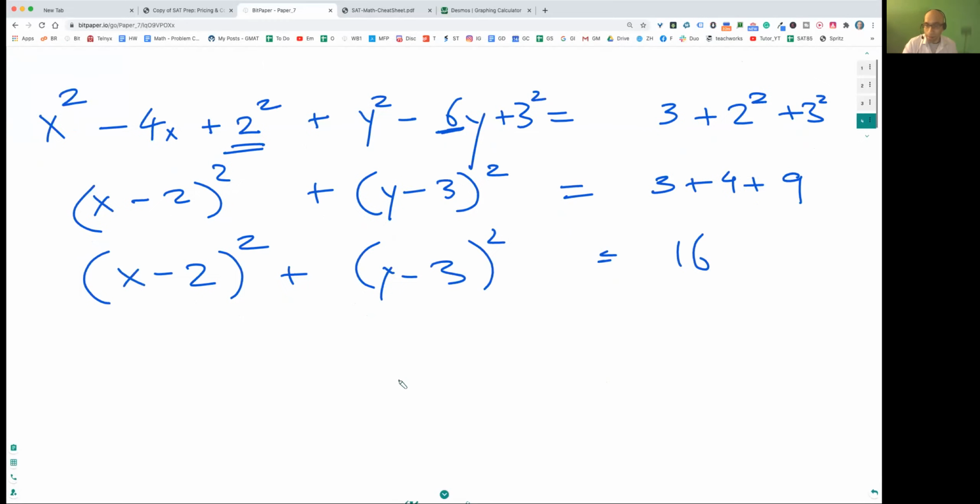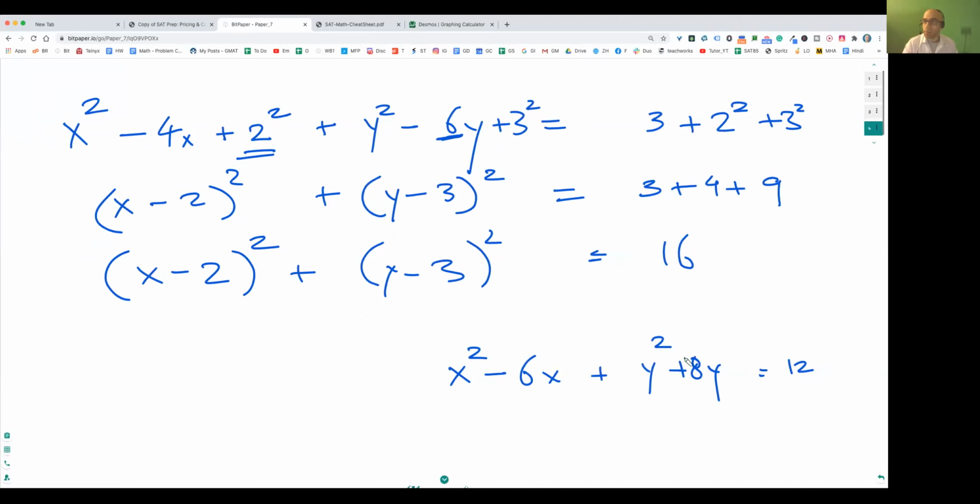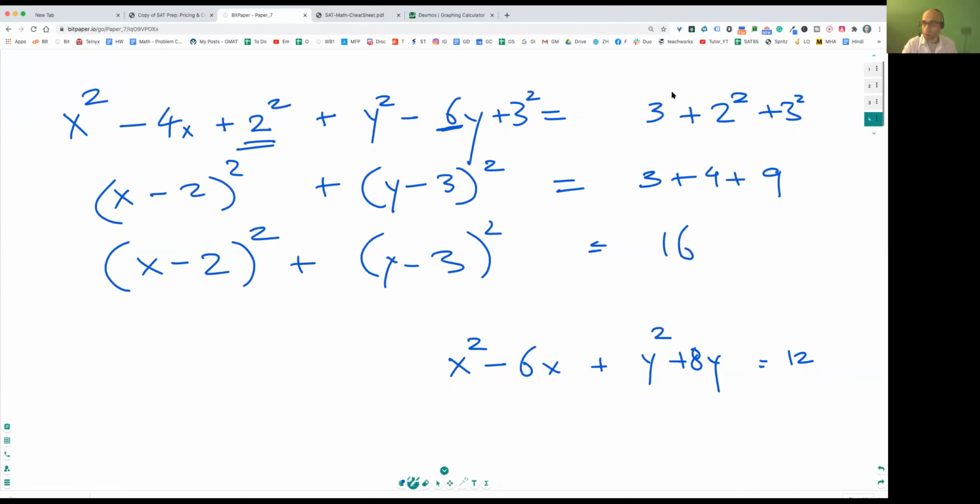Those who understand this problem, I'm going to give you another problem while I explain this again. So the problem is x squared minus 6x plus y squared plus 8y is equal to 12. Those who have already understood this problem, please go ahead and try this. Try that problem, guys.